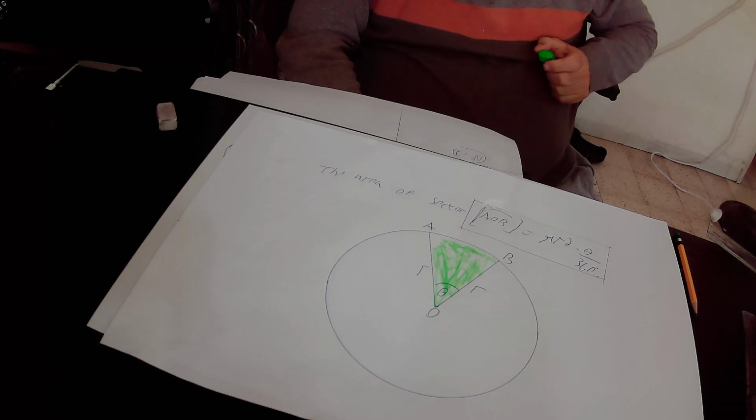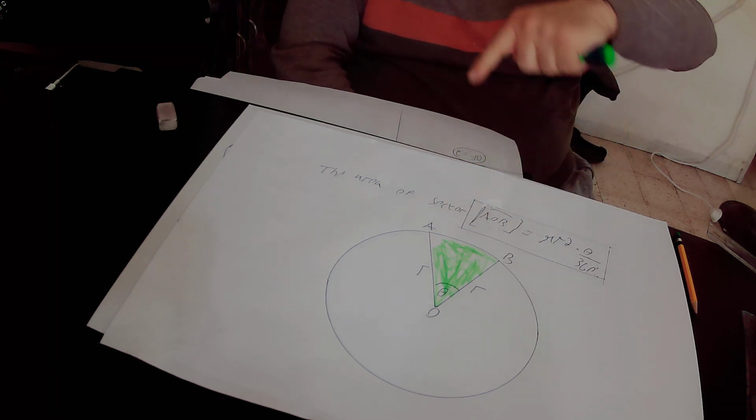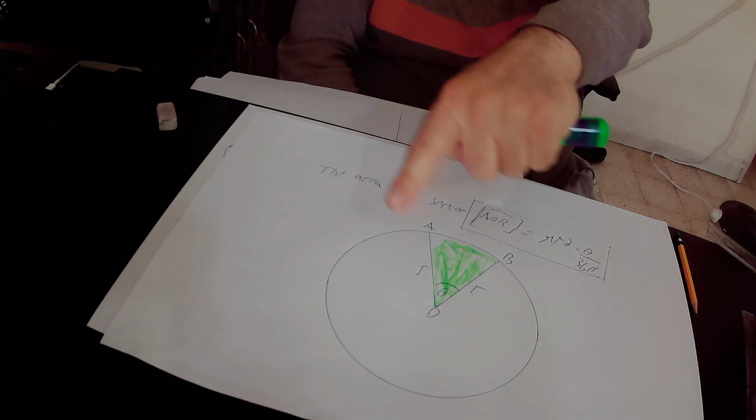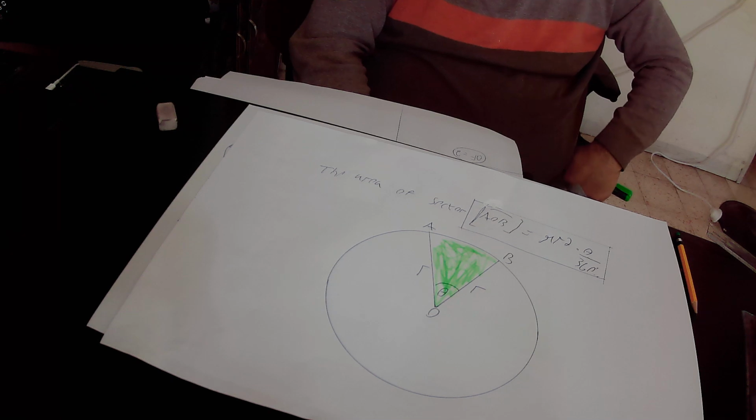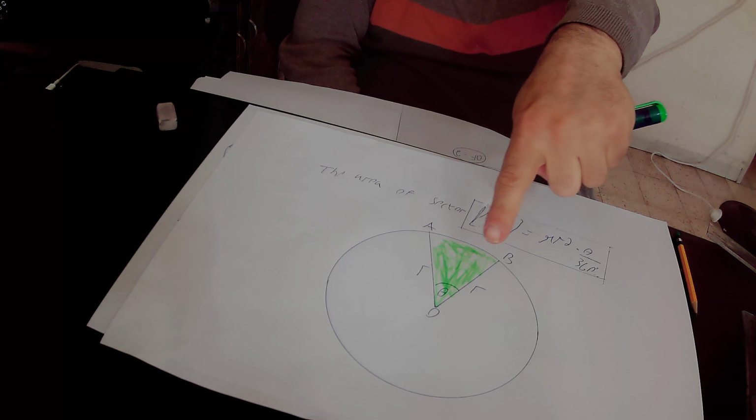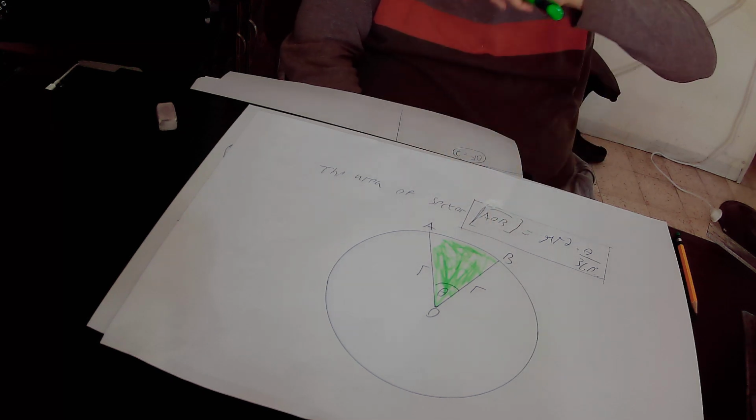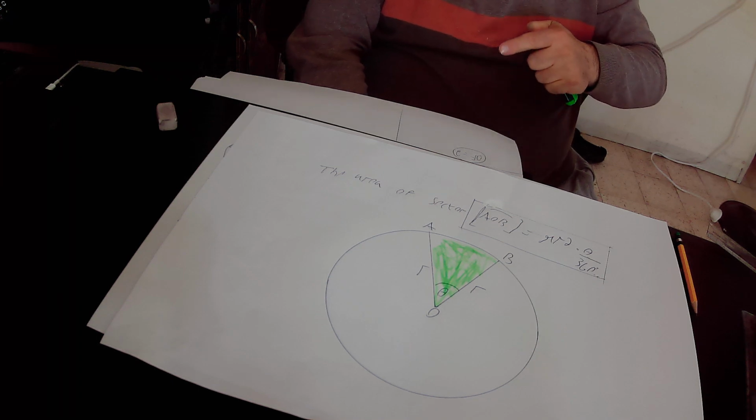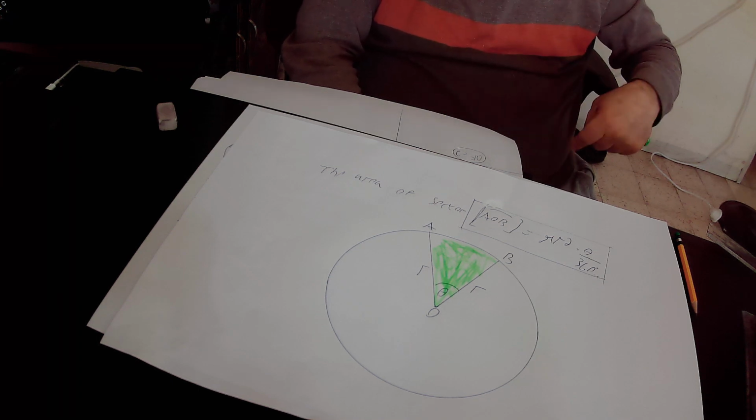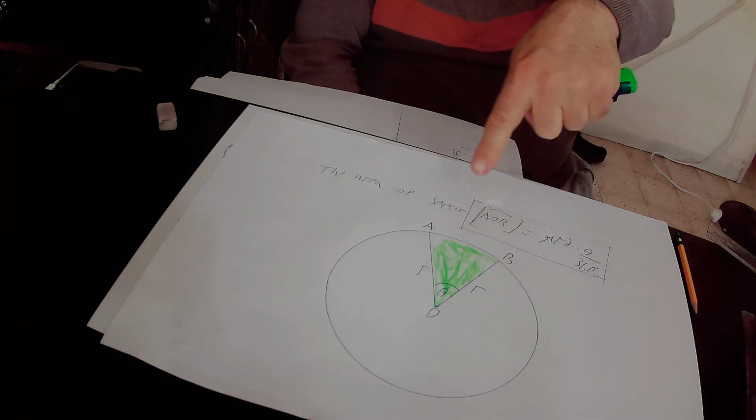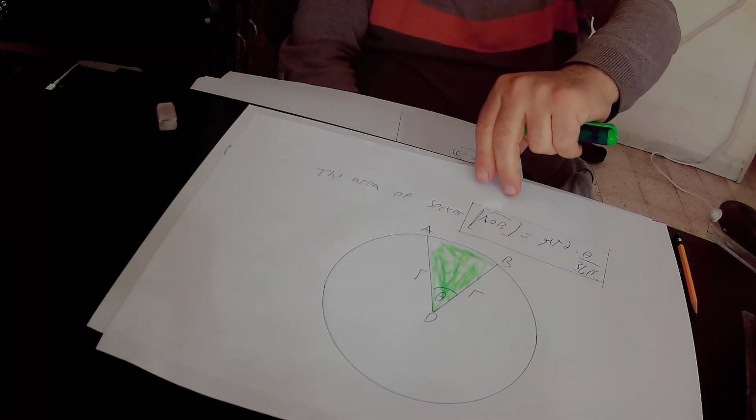So the area of this green sector AOB equals pi r squared, that is the area of the circle, times theta over 360 degrees. Again, theta is the angle between the legs of this sector AOB. So pi r squared times theta over 360 degrees is the area of this green sector AOB. Okay.